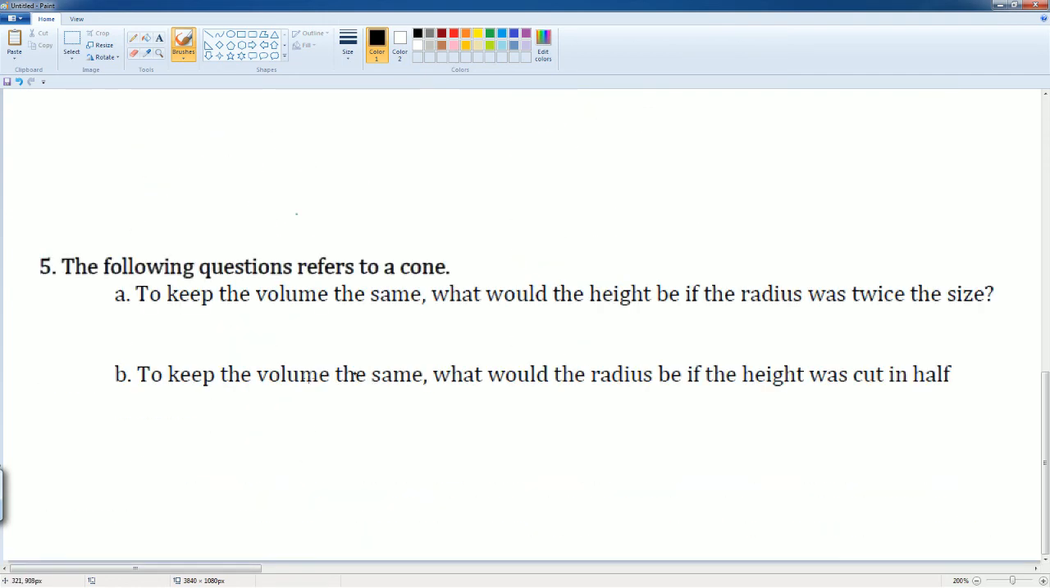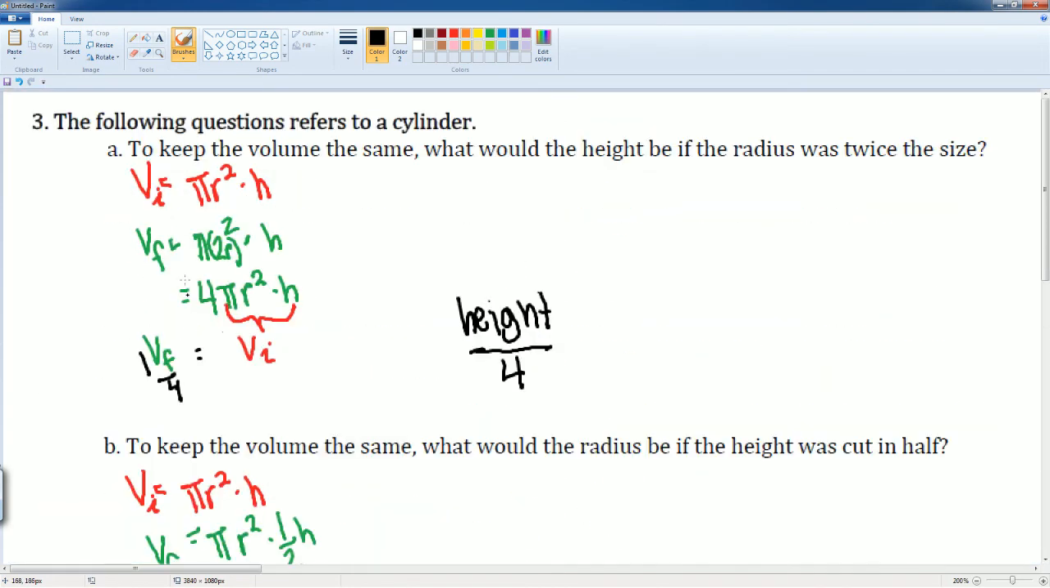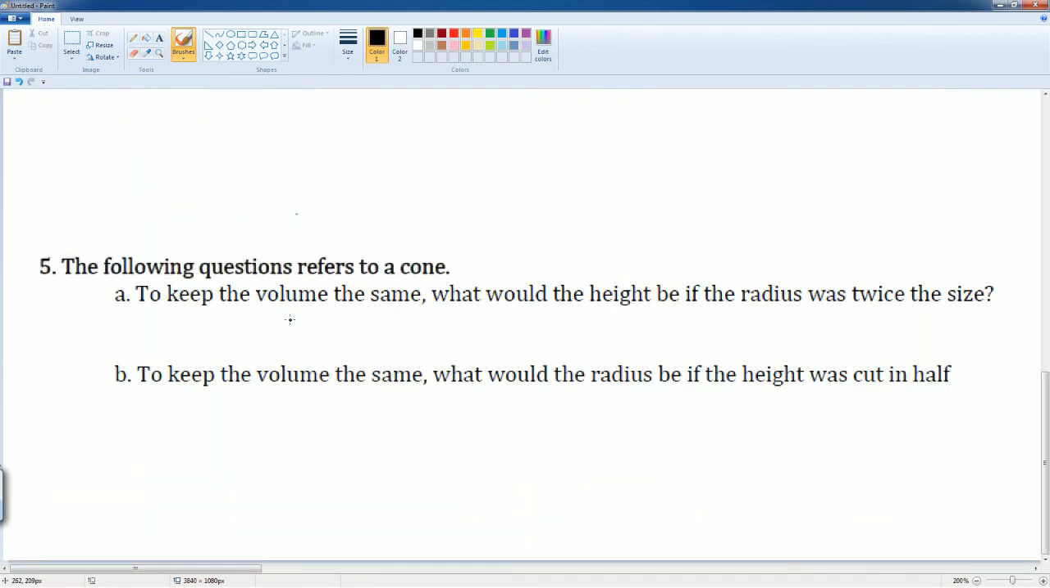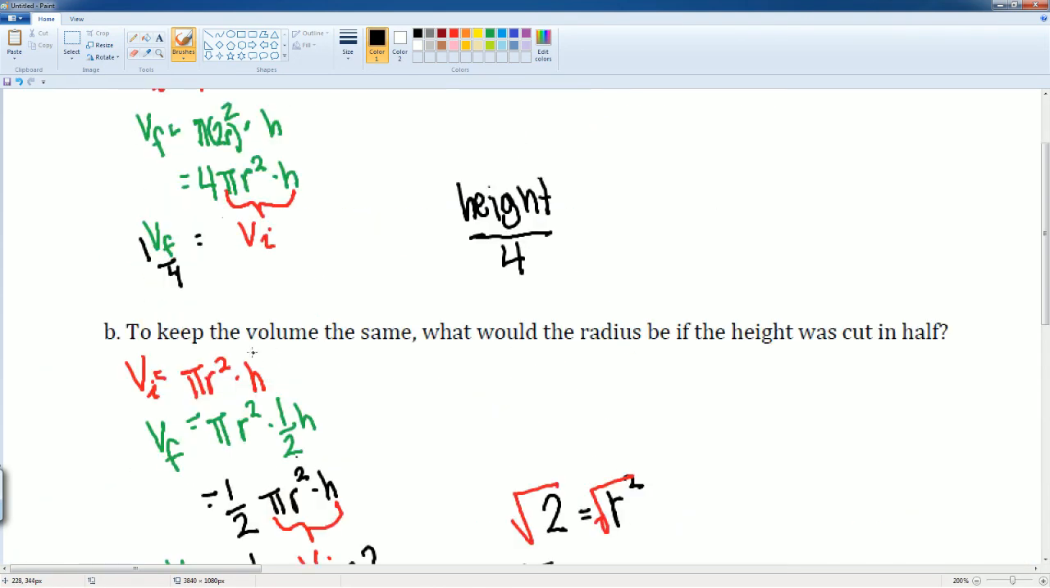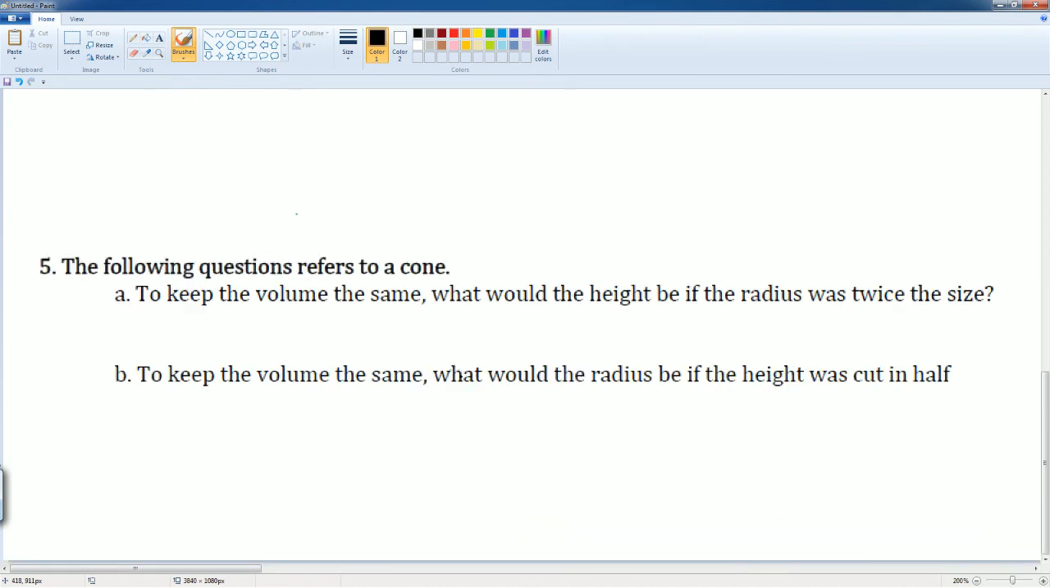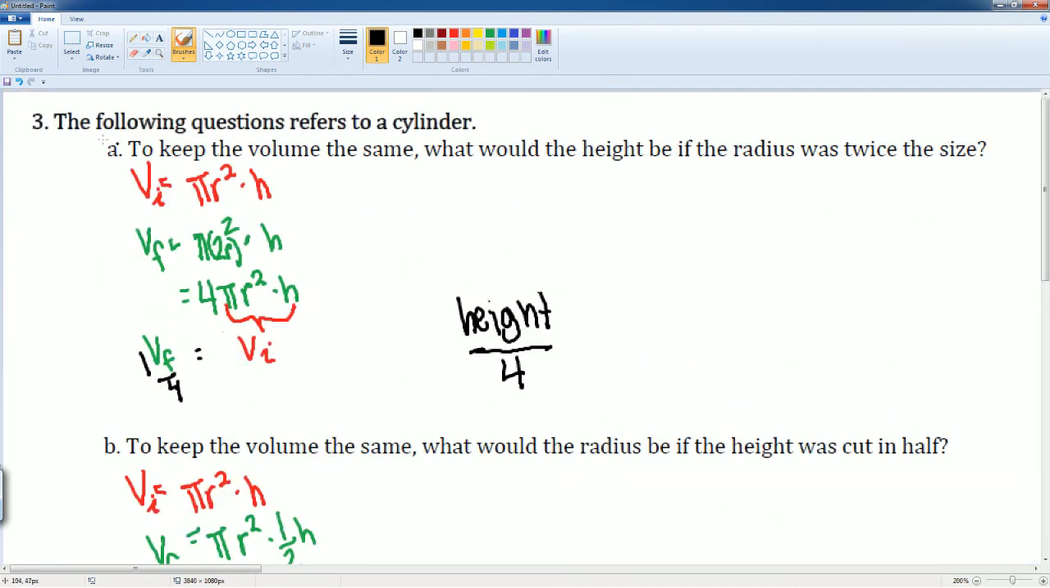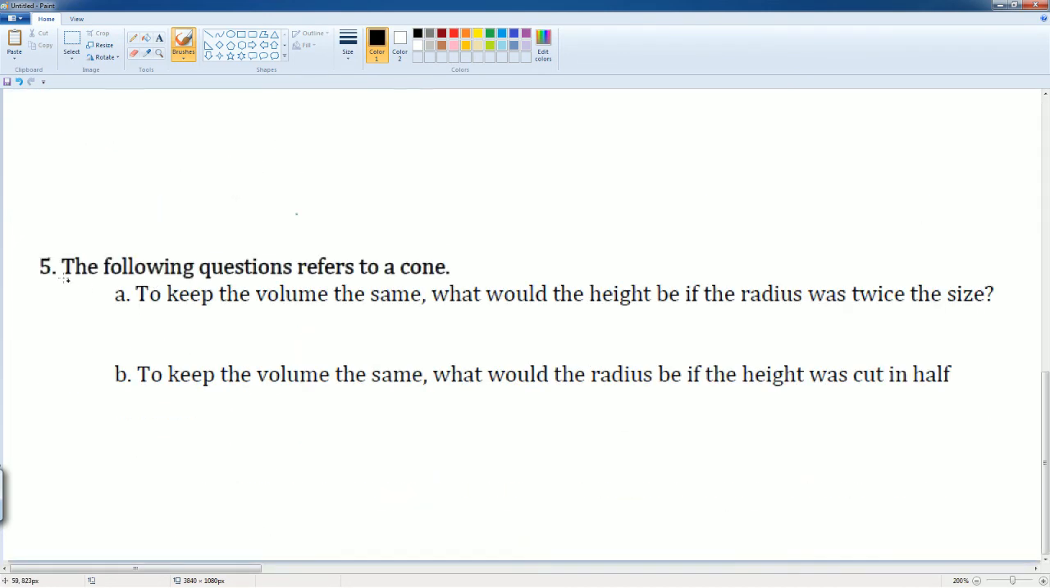Now, this question for 5 is done the same exact way. The formula just changes. It becomes 1/3 pi r squared times height. But the answers are exactly the same because you're just multiplying by 1/3, so the answers remain the same. So the answer for 3a and b is the same answer as 5a and b. Okay, there you go.